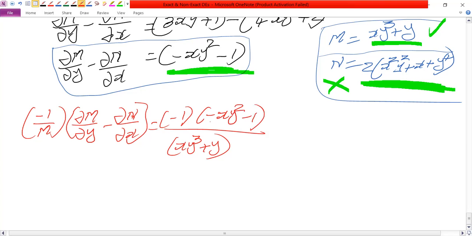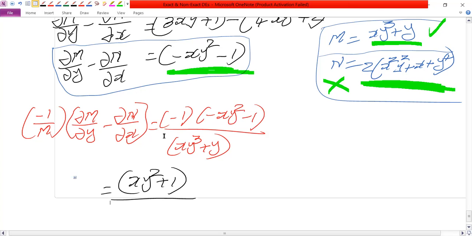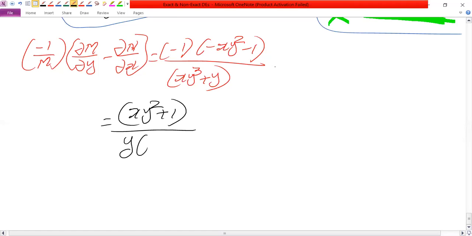Now I am multiplying the numerator part, the 2 terms, with minus 1, then it will become xy square plus 1. And from the denominator I am taking y common. If you take y common, xy square plus 1 we will get. So if we observe, xy square plus 1, xy square plus 1 gets cancelled, the final value will be 1 by y.